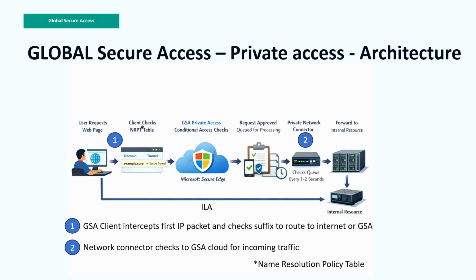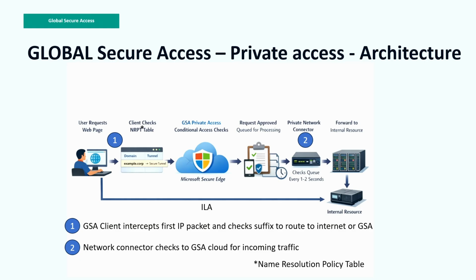So it clicks on, let's say, SAP, one of the first apps we needed to deploy for this customer. It clicks on the SAP client, then the GSA client says, hey, it seems like the application is running on an internal DNS suffix. So I think I need to route it through the cloud and then connect it to the internal network. So it picks up the first IP packet and checks if it's for him or it has to go on the internet.